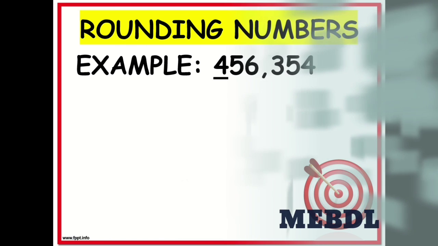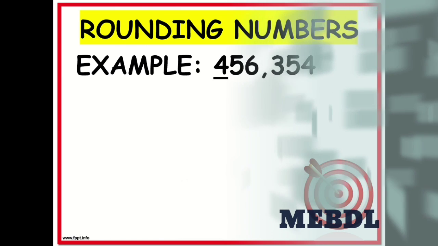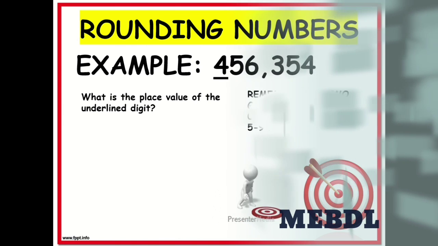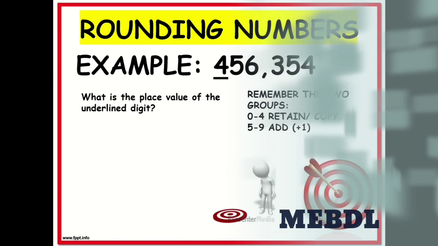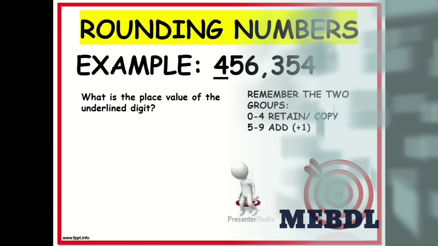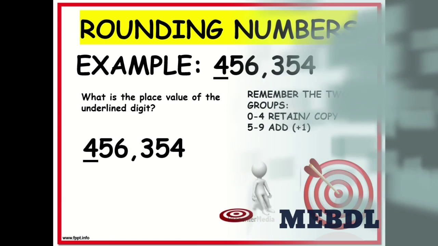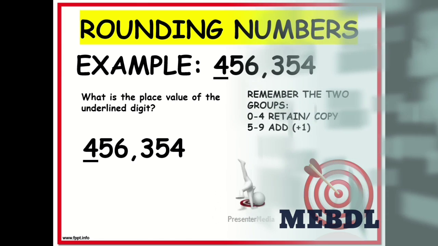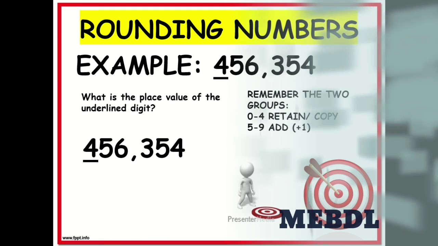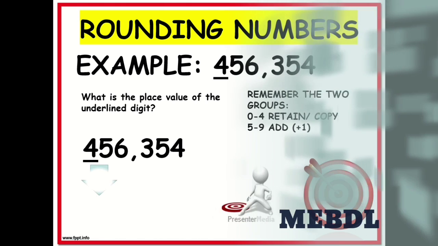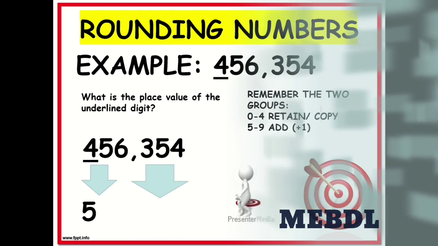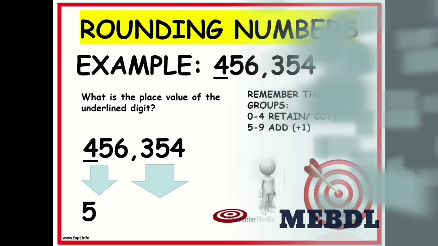Example number 3. 456,354. The underlying digit is 4. Again, remember the two groups, 0 to 4, retain or copy. 5 to 9, you just need to add 1. The digit to its right side is 5. 5 belongs to the second group. 4 will become 5, and all numbers that come after will become 0.